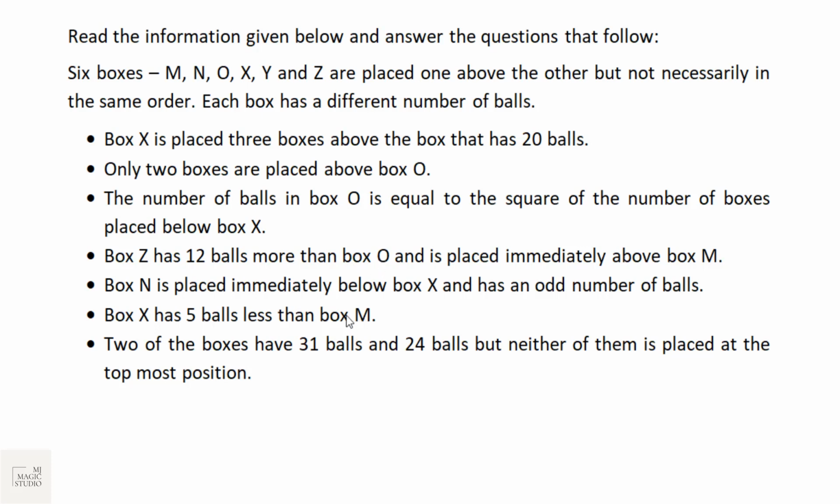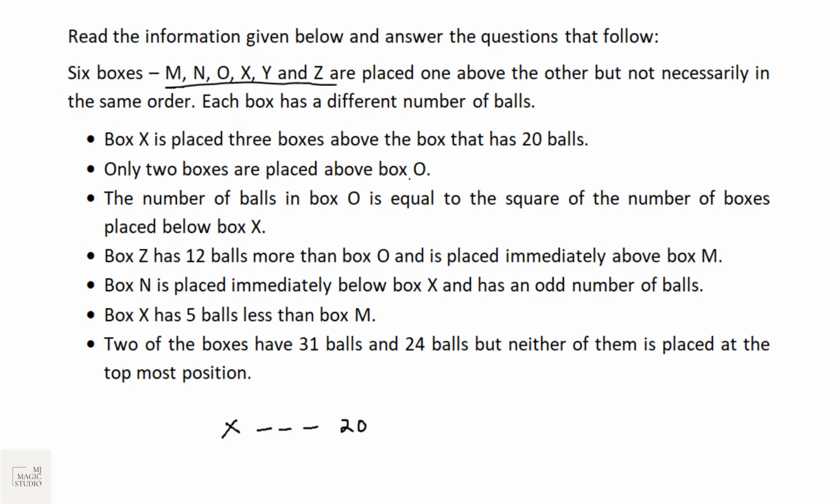6 boxes M, N, O, Q, X. Where are these? Here they are placed one above the other, but not necessarily in the same order. Each box has a different number of balls. Box X is placed 3 boxes above the box that has 20 balls. So we have got 20 and 3 boxes above: 1, 2, 3. X should be placed here.